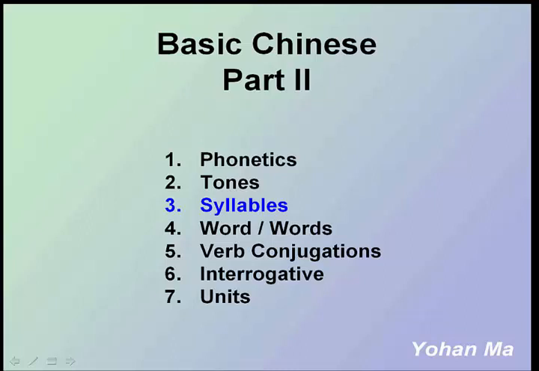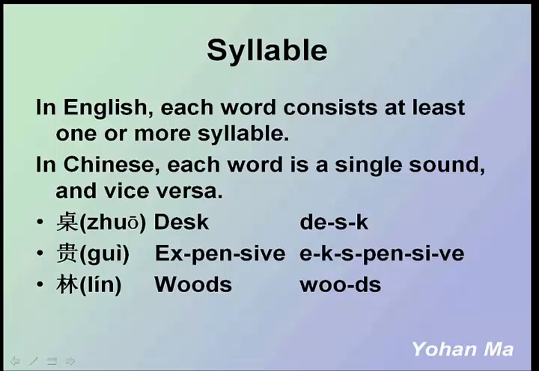In Part 1, we talked about phonetics and tones, which is the basic understanding of how to pronounce and how to speak Chinese Mandarin. Now we're talking about syllables. In English, each word consists of at least one or more syllables. But in Chinese, each word is a single sound, and vice versa, each sound is a single word. Every sound is by itself.